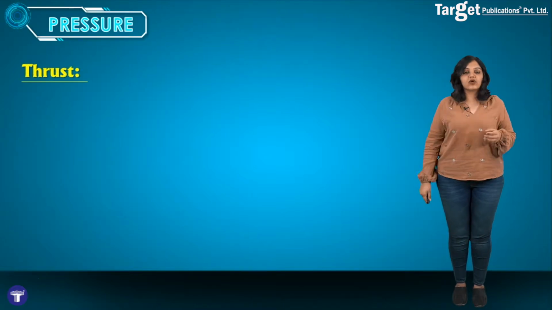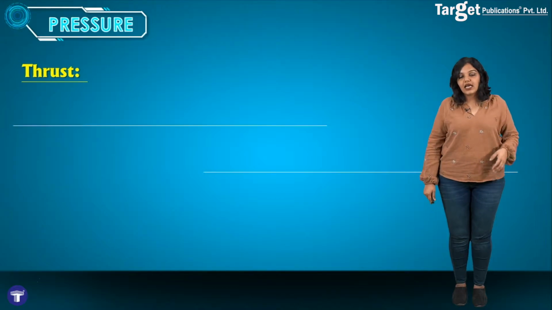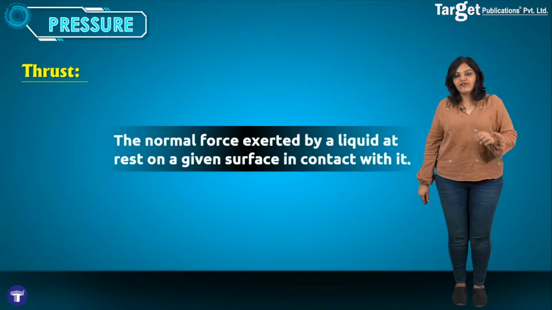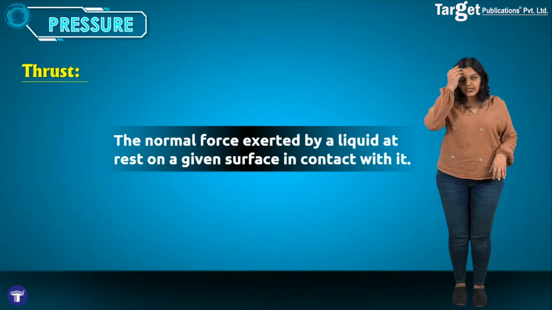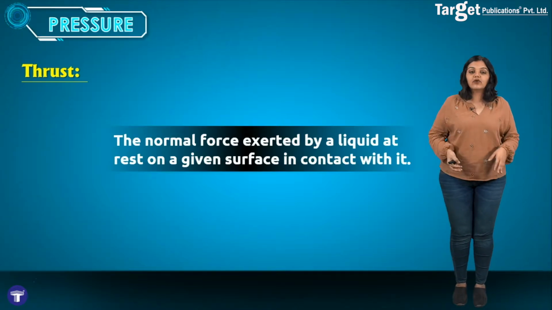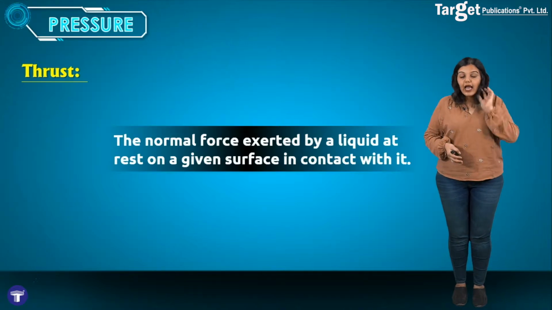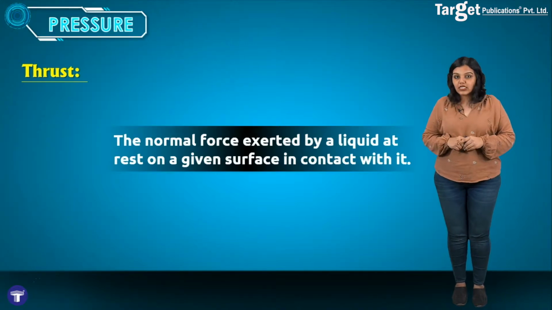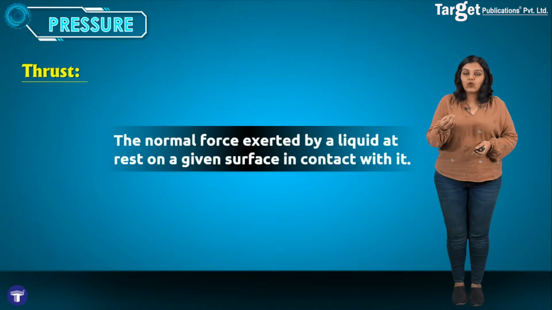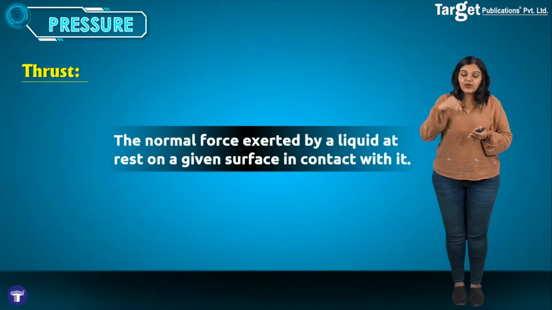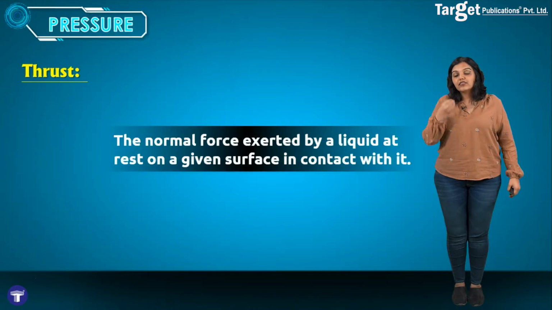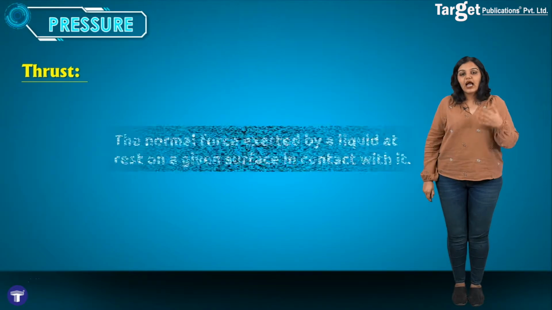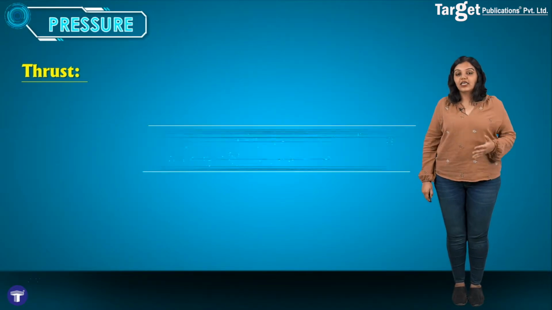And this force that I was talking about is nothing but the thrust. And by definition, it is the normal force exerted by a liquid at rest on a given surface in contact with it. So here we are talking about thrust exerted by a liquid, and there are 2 important points to remember about it. Thrust is just a normal force, that is the force acting perpendicular to the area that you are considering. And second, when you talk about the thrust of a liquid, you are considering that the liquid is at rest. And from thrust, we can move on to the idea of pressure.